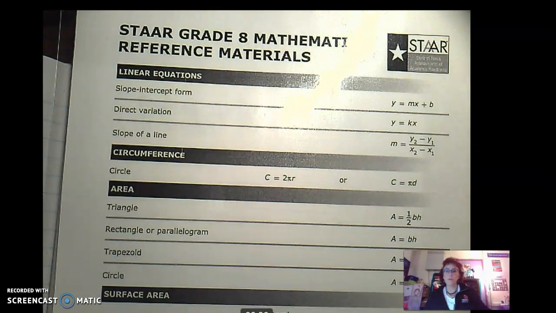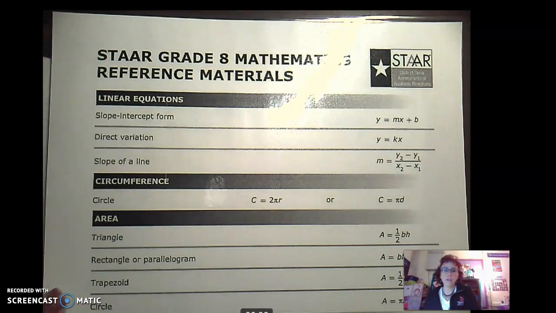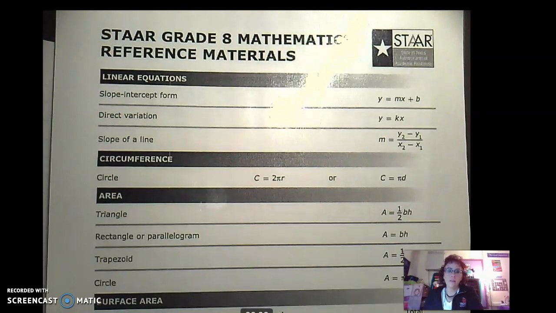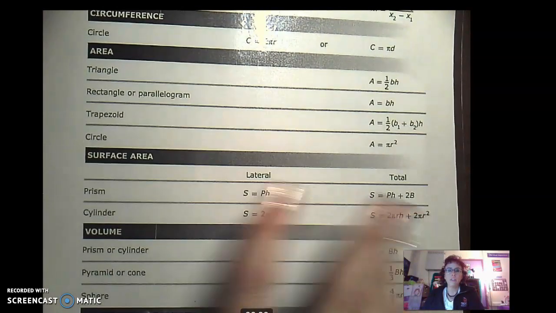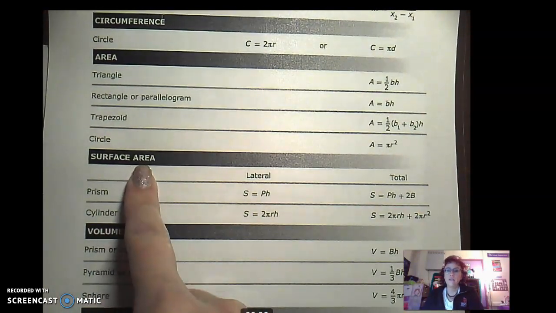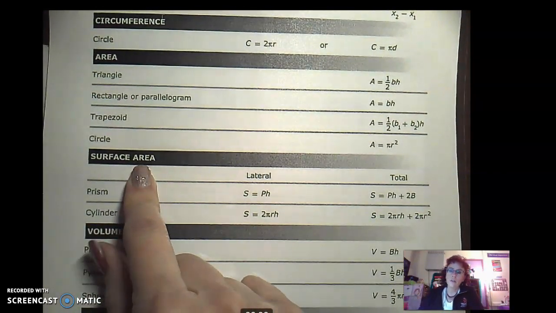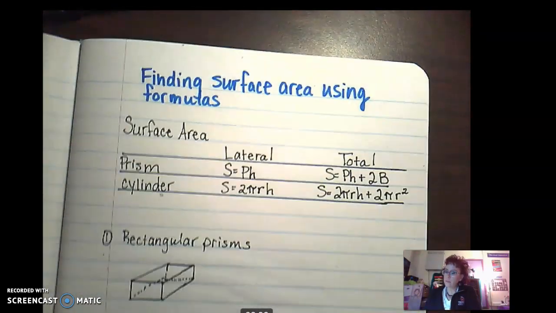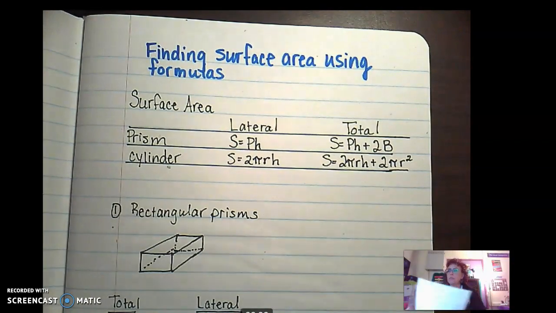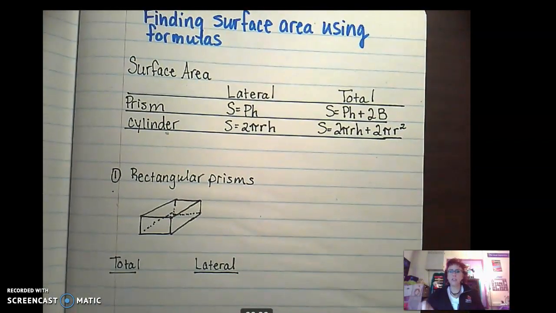So, if you look at the formula chart, it's your friend, okay? Please do not be scared of it. So, here, if we know we're looking for surface area, we're just going to go down here, surface area. We're going to determine what shape we have. So, I've actually drawn a rectangular prism here.